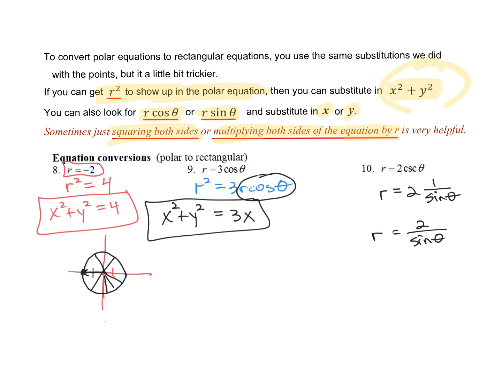Now, how do you get rid of this fraction? Multiply the sine theta on both sides. Right, multiply sine theta on both sides, and then now I've got it. There's my r sine of theta. I can replace it with a y. So this is just y equals 2.